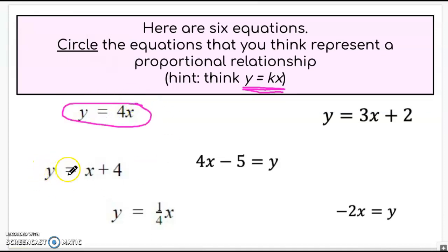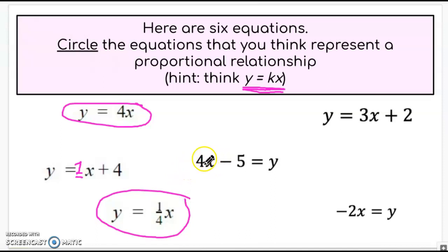Y equals, that's weird, there's no k here. Does anyone know what invisible number goes in front of this x? Hopefully you told me it's an invisible 1. We don't often write the 1 in front of our variable. So it does have a y equals kx, but there's an extra plus 4. I don't think it follows this. I don't like that plus 4. Y equals kx. I think this is one.